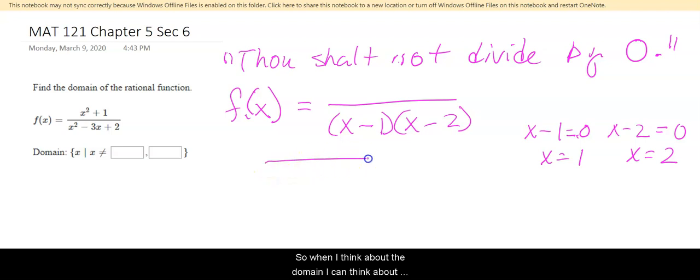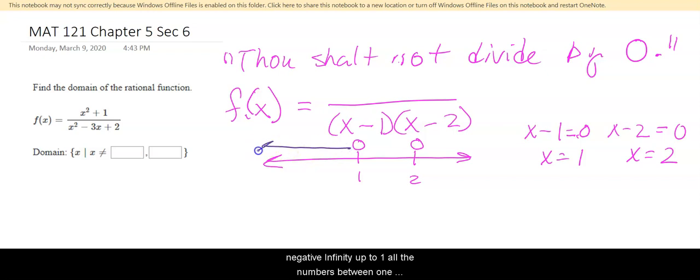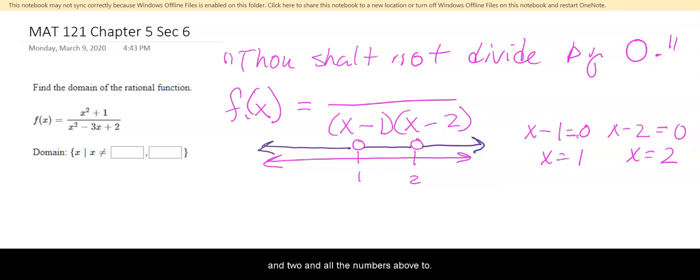So when I think about the domain, I can think about drawing a number line and wanting to leave out the numbers 1 and 2, as in make an empty spot there. So my domain would include all the numbers from negative infinity up to 1, all the numbers between 1 and 2, and all the numbers above 2. So my interval notation will mimic what I have in the picture.